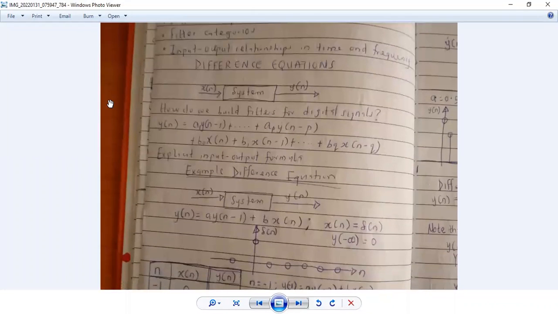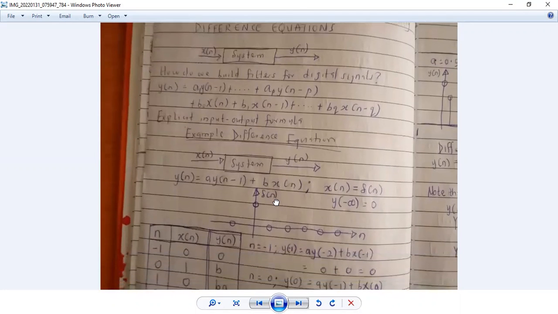The difference equation is given by this simple equation here. The general representation of a digital filter is that the output is a linear combination of past output values plus a linear combination of past input values and the current input value. So that's a general representation of a digital filter represented in a difference equation.